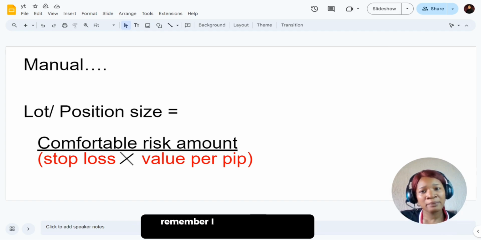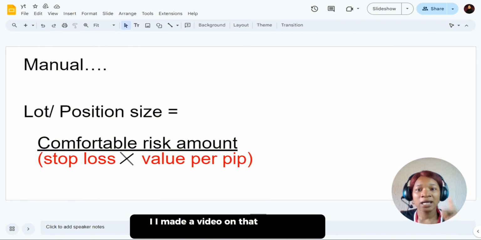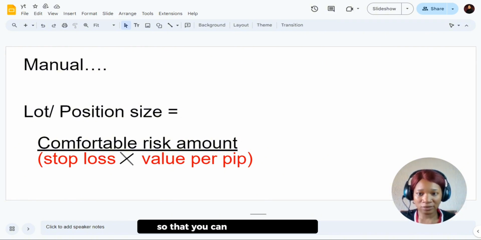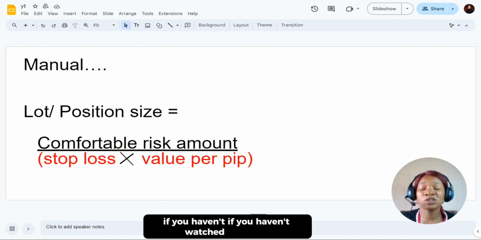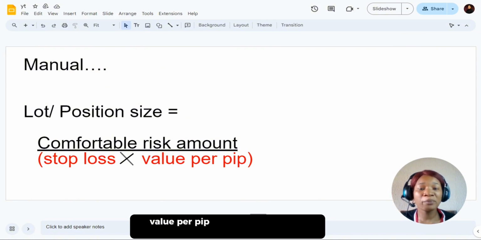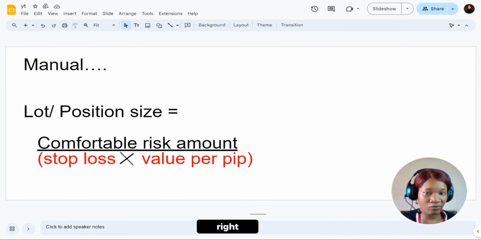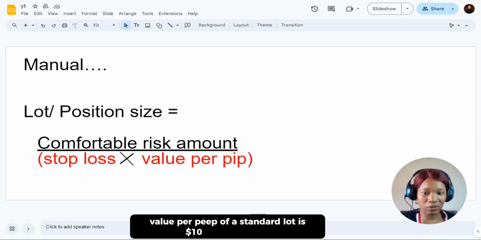Remember, I made a video on standard lots. I'm going to link that up here so that you can get access to it if you haven't watched it already. So $100 over the stop loss, which is 20, times the value per pip. Value per pip of a standard lot is $10.